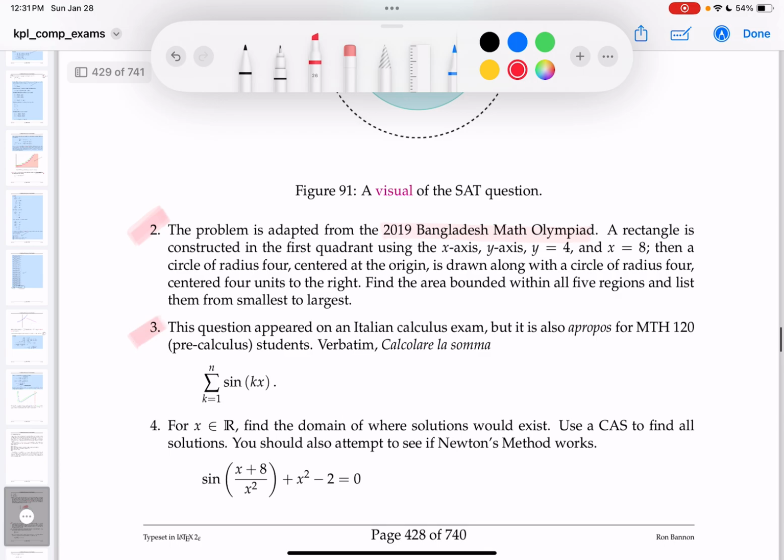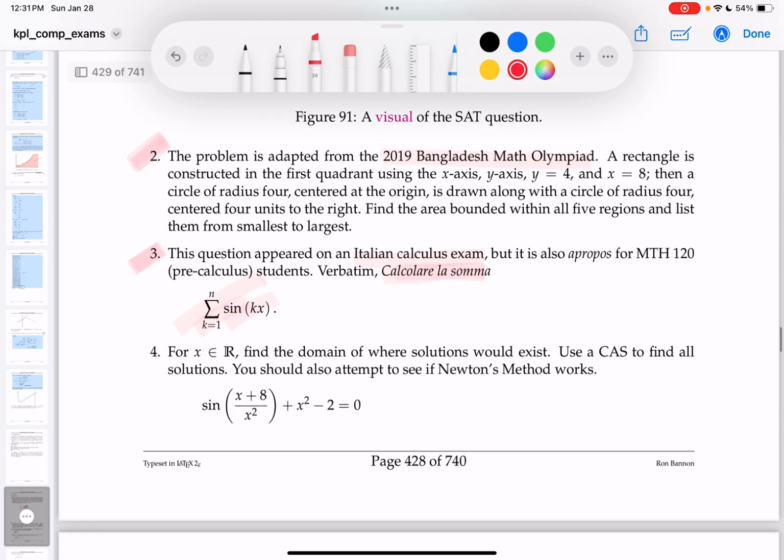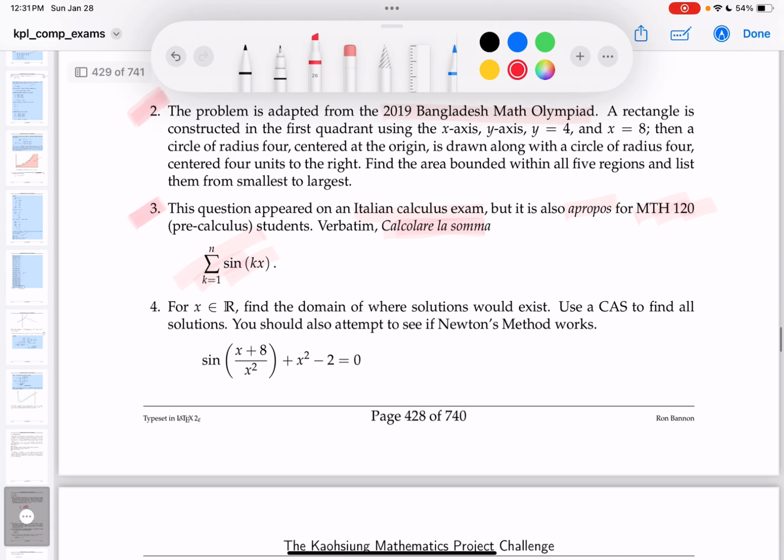Number three, I did see this on an Italian calculus exam, and again, I'm copying their instructions, by the way, and I saw the problem. And I got to say, I know over here I say apropos. It's apropos. Math 120, I realized somebody said, what the hell is Math 120? It's basically just a trig class. That's all it is.